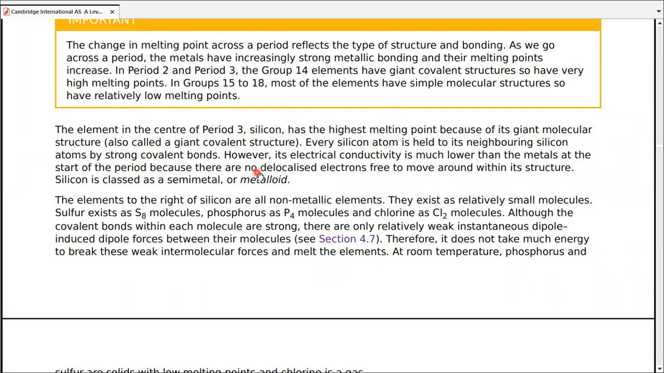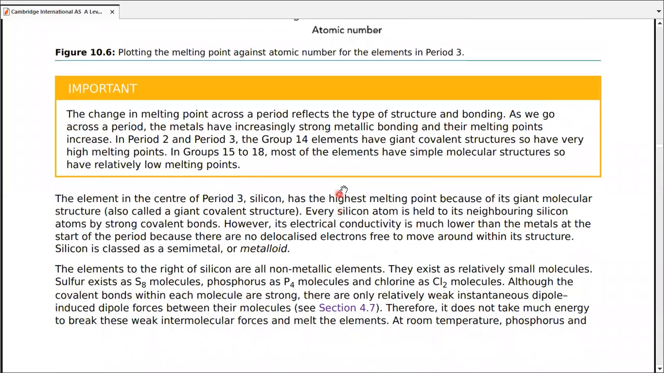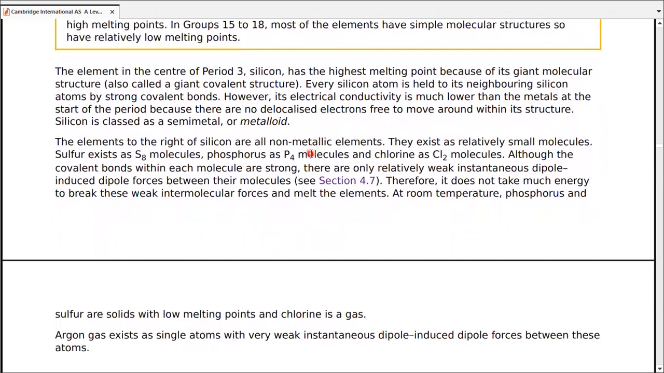However, the electrical conductivity is much lower than the metals at the start of the period because there are no delocalized electrons free to move around within its structure. Silicon is classed as a semi-metal or a metalloid. Specifically speaking, I haven't considered graphite as an example for period 2 for giant covalent structures from group 14 elements. That's because, if we're talking about electrical conductivity, it behaves a little differently from something tetrahedral. So it's better to consider diamond and silica since they have the same kind of structure to explain them.